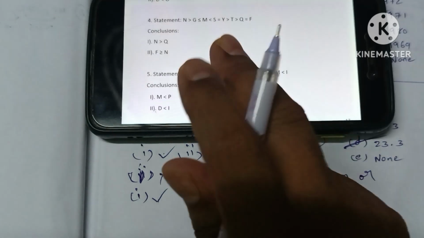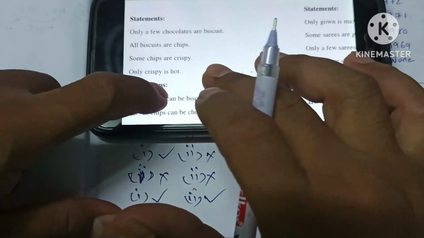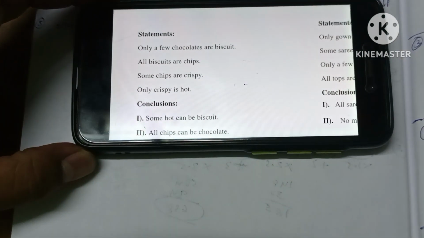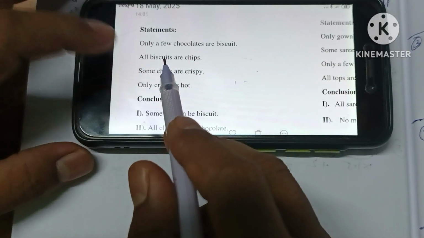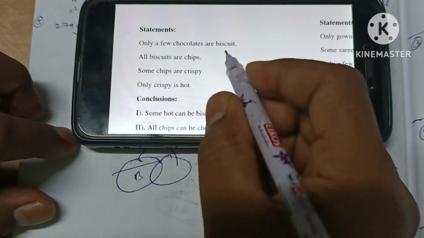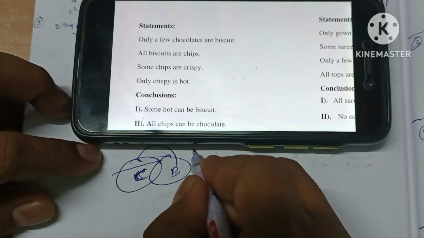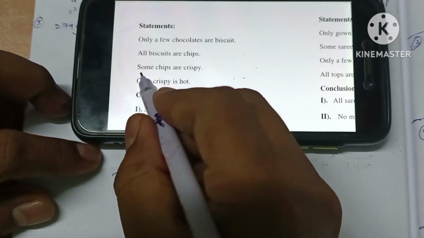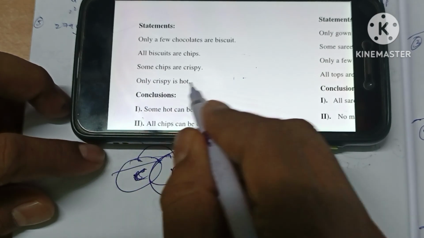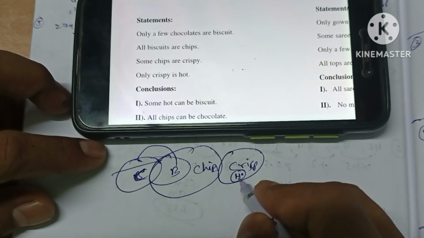Now we are going to see simple syllogisms. First question. Only a few chocolate is biscuit. All biscuit are chips. Some chips are crispy. Only crispy is hot. So hot is inside crispy and doesn't share with anything except crispy.